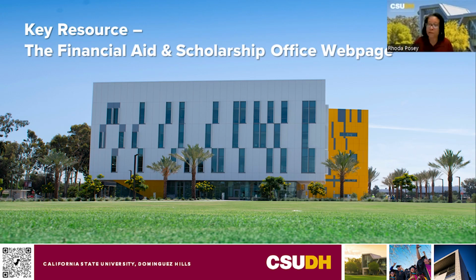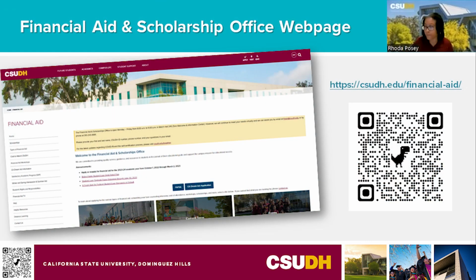All right. So a key resource, the Financial Aid and Scholarship Office webpage. Here is a view of our webpage, and for your convenience, you have the actual web link in addition to the QR code if you want to hold your phone up to it and bookmark it. You can see the overview of our webpage, and on the left-hand side, we have a variety of links for our different resources that I'm going to highlight. When you first join the webpage, you have our announcements, and there are links to the FAFSA and CalDream Act web pages. And then you also have the tiles if you're looking from your phone.